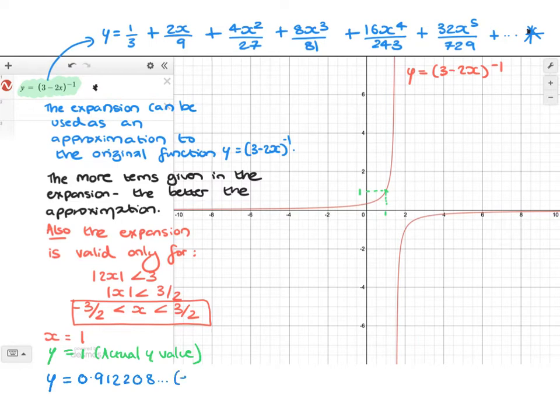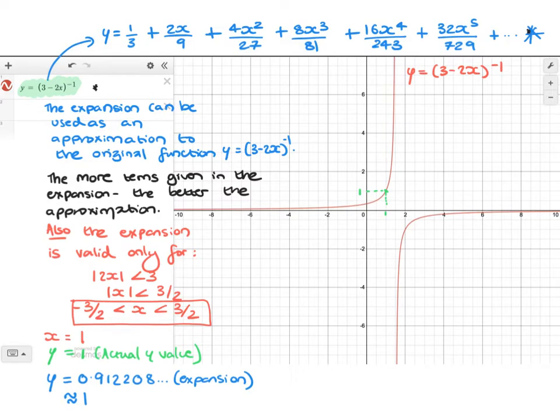0.912208... So that's from the expansion. Now, that's not a bad approximation for y equals 1. So this is really very close to 1, so not a bad approximation at all. So you can see when you choose an x value that's within the validity condition, then the value of y produced by the approximation, the binomial expansion, is very close to the actual value of y.